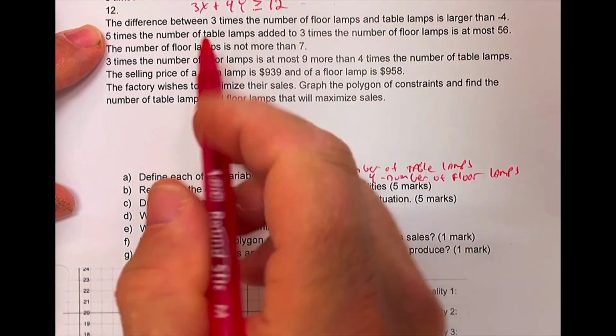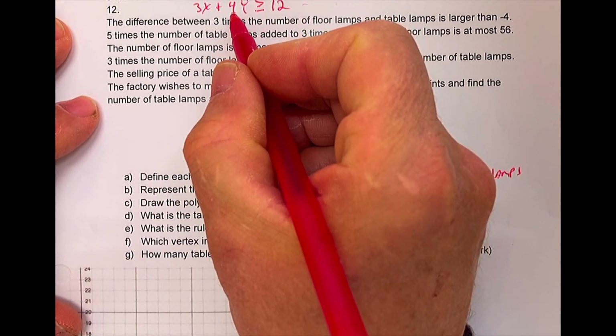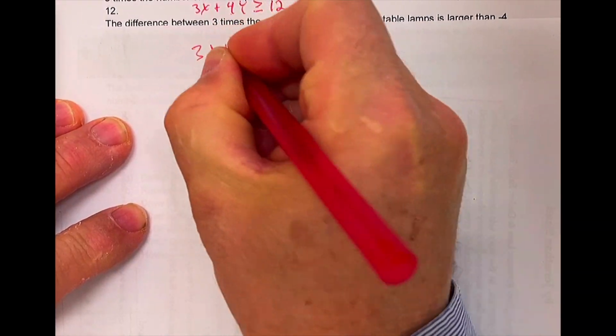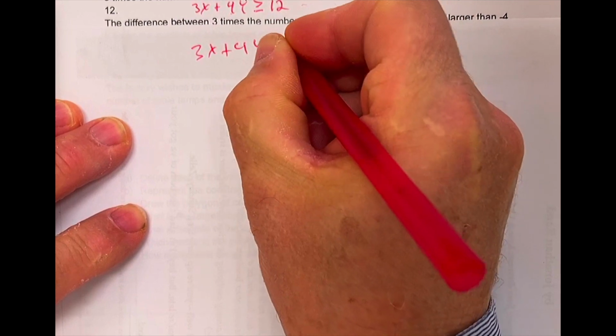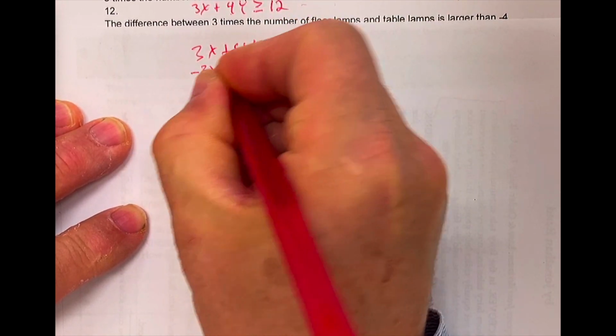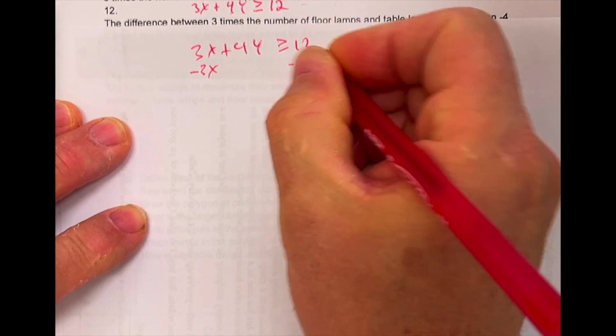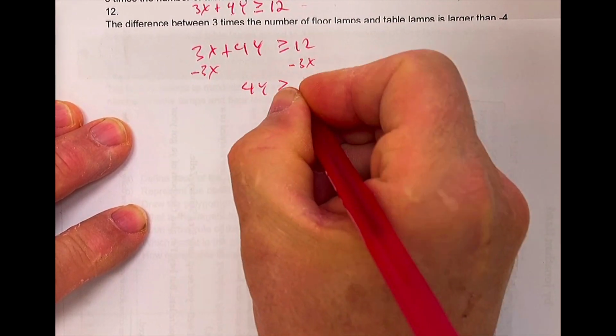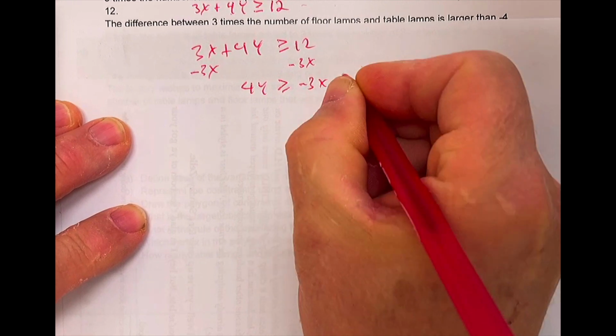Now I need to get that in terms of y. I want to get the 4y alone. 3x plus 4y is greater than or equal to 12. I want to get rid of the 3x, so I'm going to subtract 3x from both sides. That gives me 4y is greater than or equal to negative 3x plus 12.